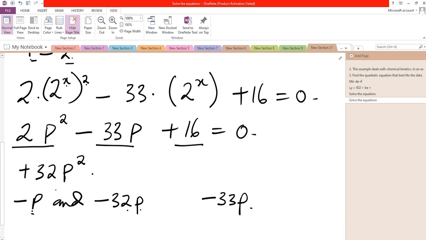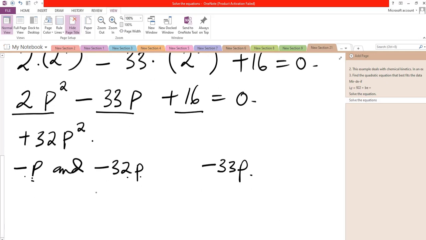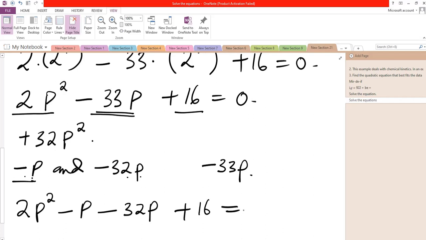So now these factors of plus 32p squared are the factors we're going to use. I will replace this middle term minus 33p with these factors, which are minus p and minus 32p. So I'll have 2p squared minus p minus 32p plus 16 equal to 0.